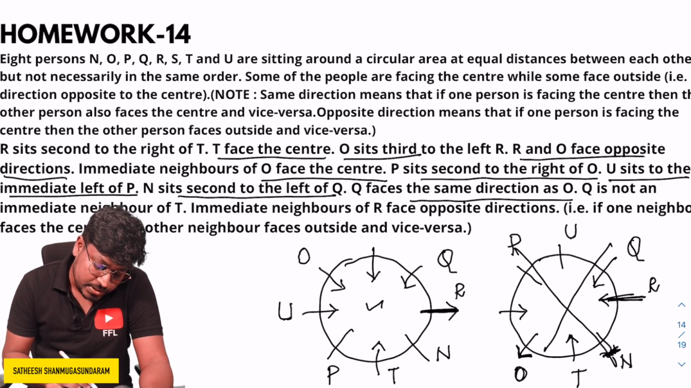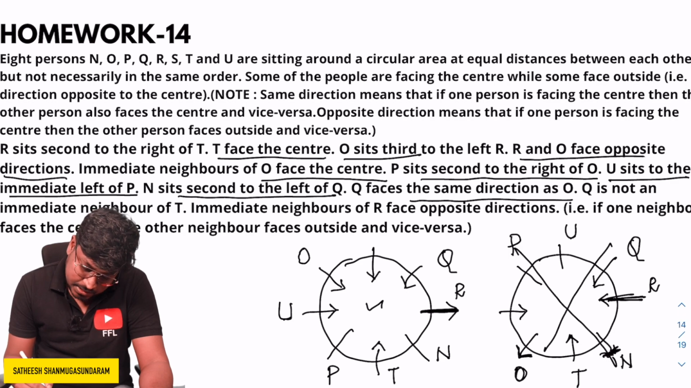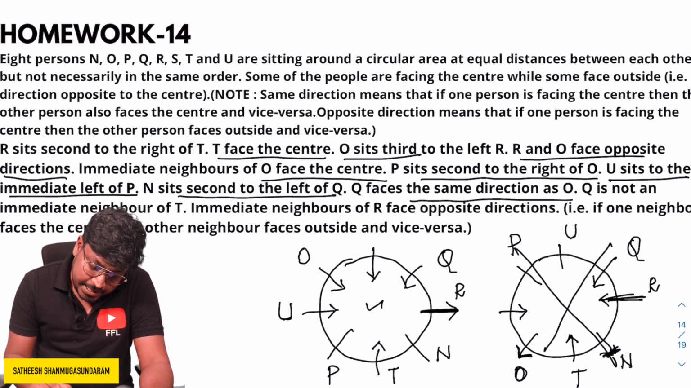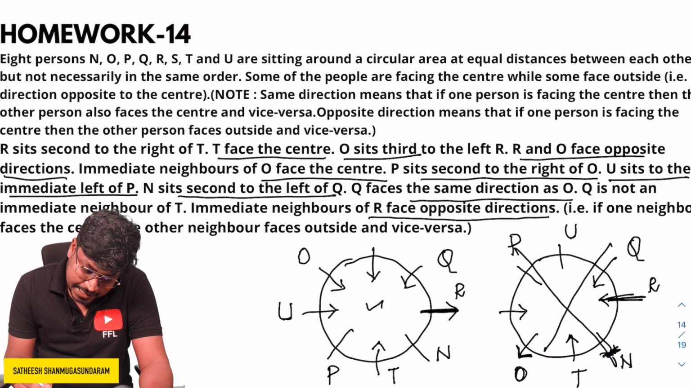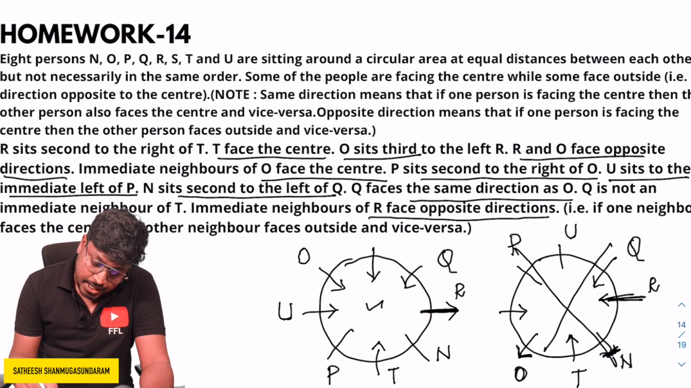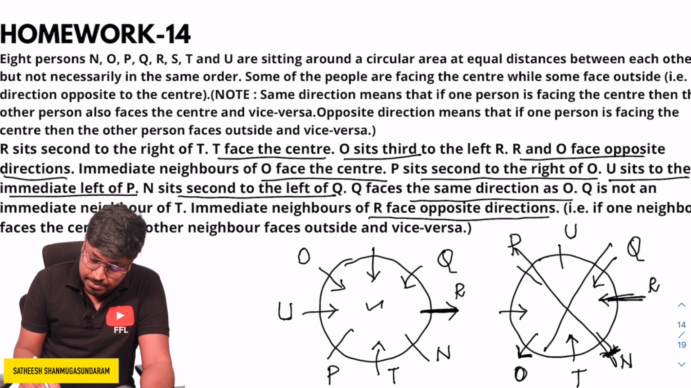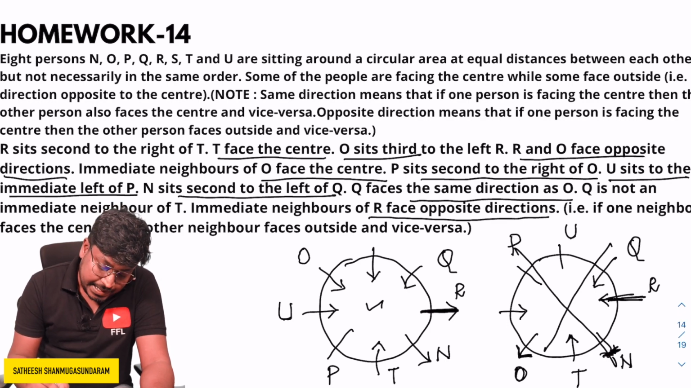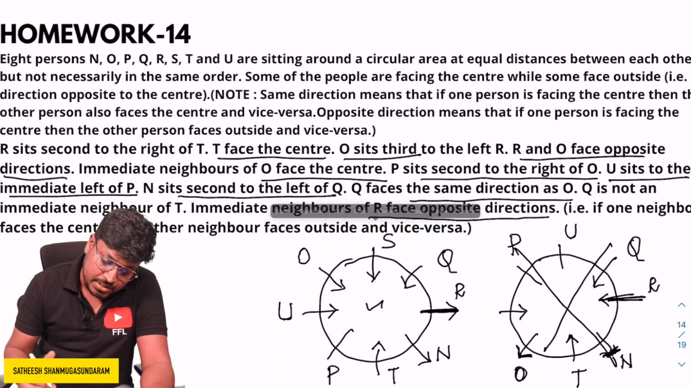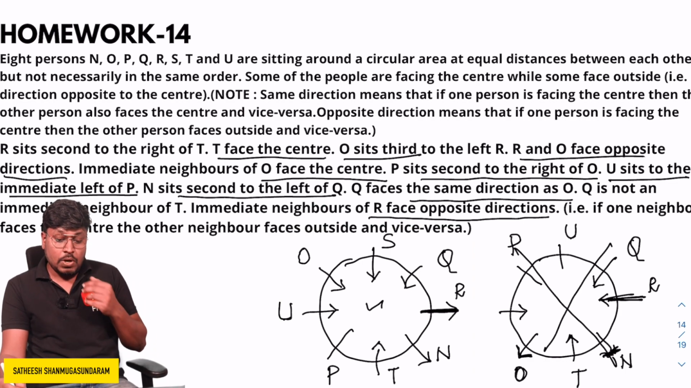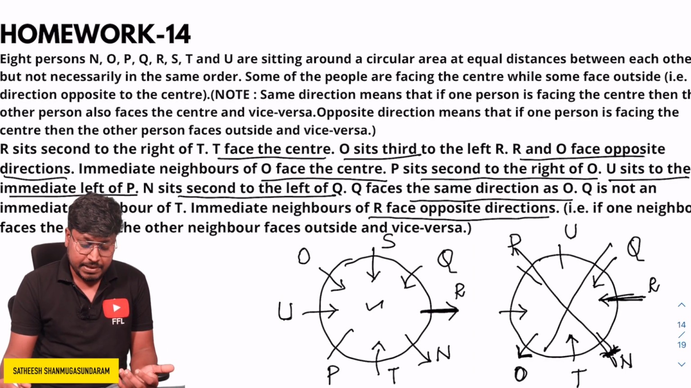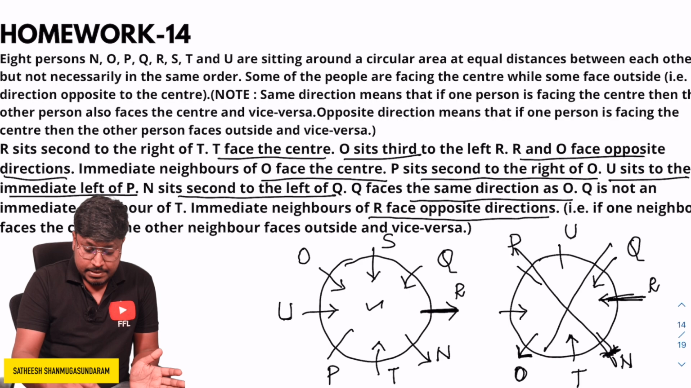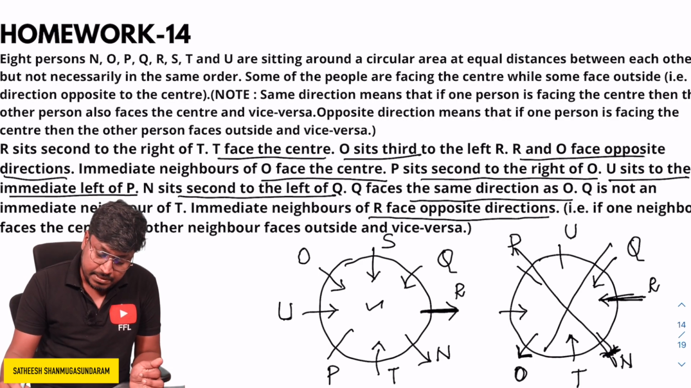Next point, Q is not an immediate neighbor of T. Yes, Q is not an immediate neighbor of T. The immediate neighbors of R face the opposite direction, which means Q is facing the center. So N will be facing outside. And then only one letter is remaining, that will be S. So friends, that's it, right? This will be the answer for the question. That's the reason I'm saying always go with two possible diagrams. That will always seem to be easy, right? So now solving the questions will be very easy.